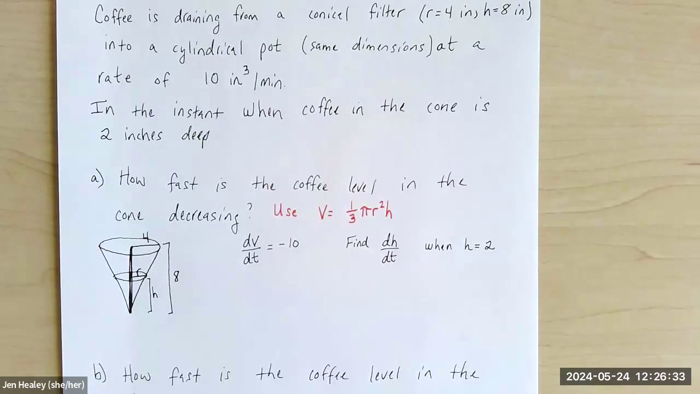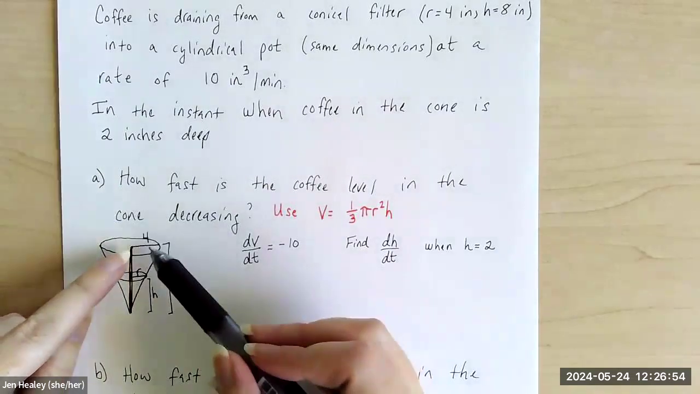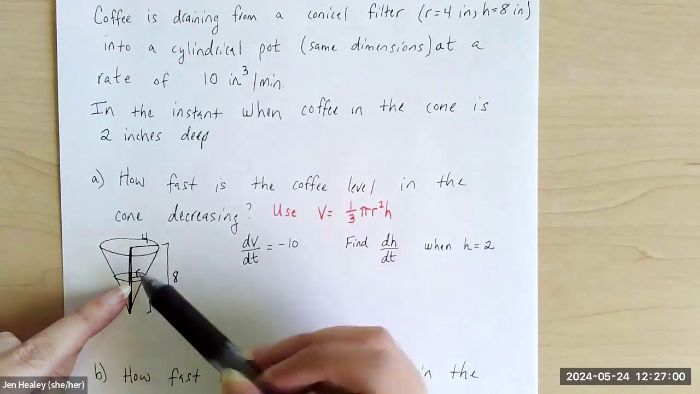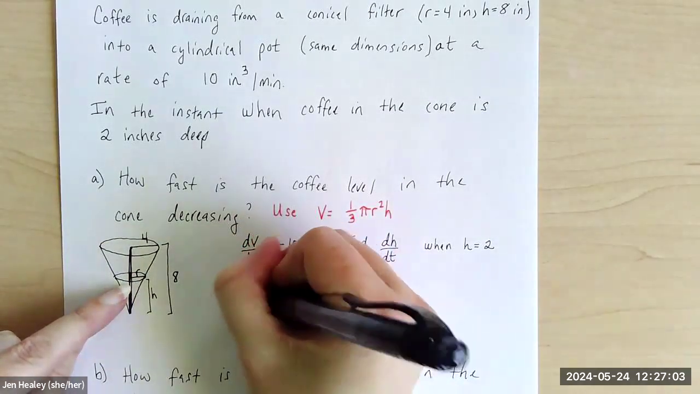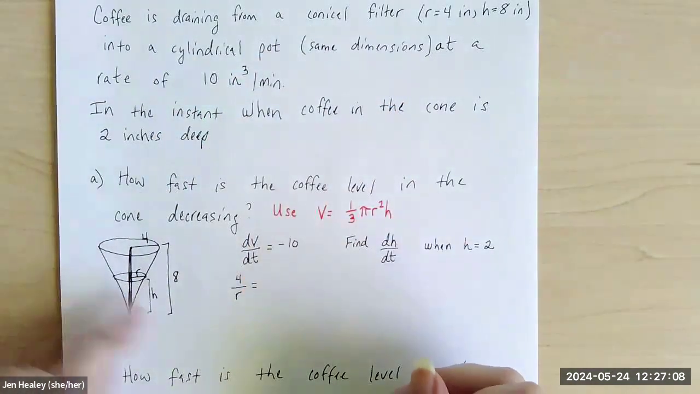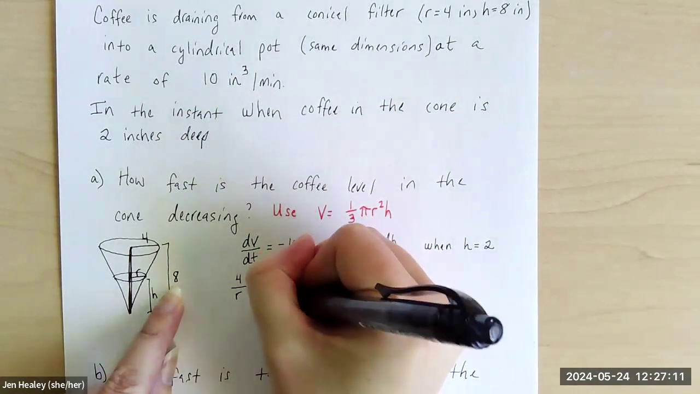So here's what they told us. The height of the whole cone is 8 inches, and the radius of the whole cone, right at the top, is 4 inches. But as we go down, the radius gets smaller and the height also gets smaller. So I want to make a proportion. If I set up a proportion, I can say the radius is 4 over r, so big radius versus small radius. And then for the heights, I can do big height over small height.